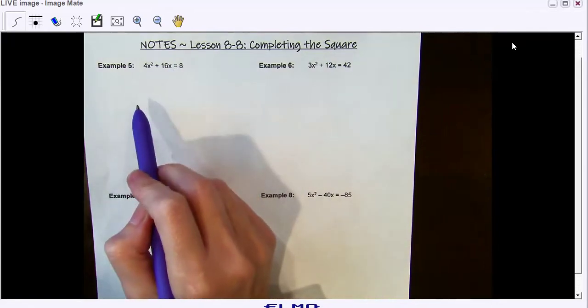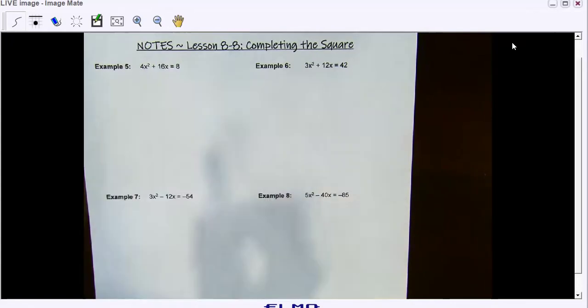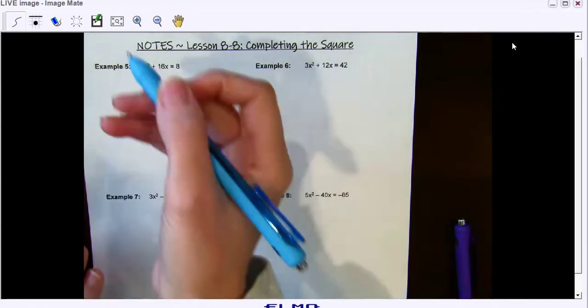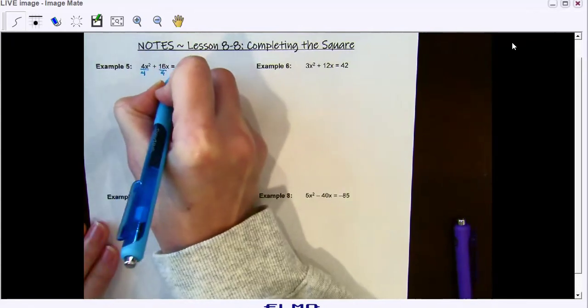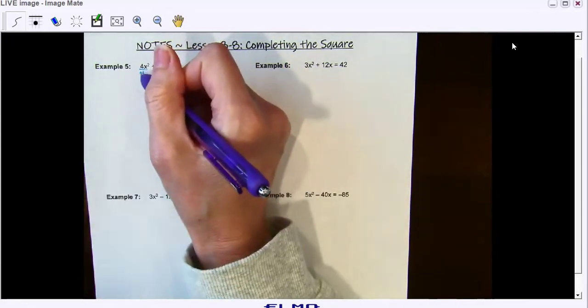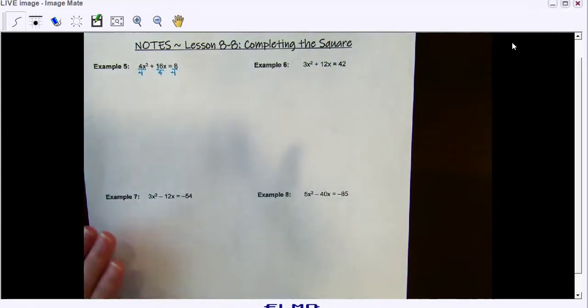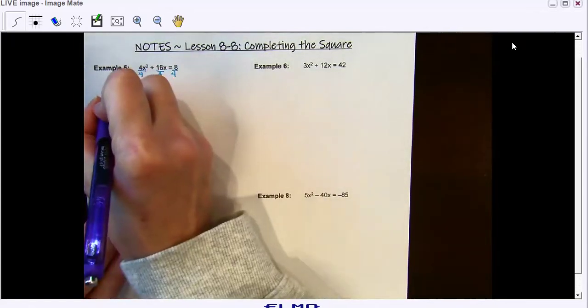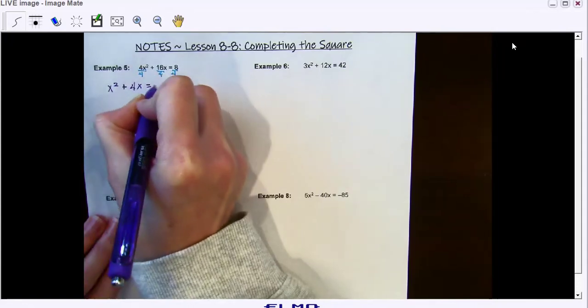Step 2 says to factor out the GCF if needed. Well, if you look here, there is a GCF, so we are going to have to factor that out. And there's something a little bit different when we factor out the GCF here. The GCF is 4. We are going to factor that out. Normally when we factor out, we put the GCF on the outside of a parenthesis, but in this case, we just get rid of it. It's almost like reducing a fraction. So we end up with x squared plus 4x equals 2.